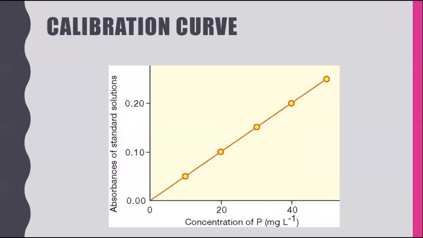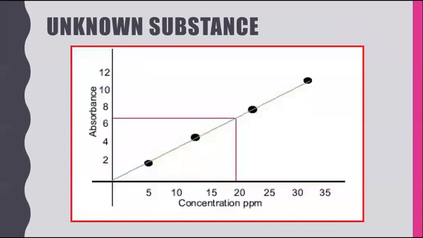But this is what we call a calibration curve. So to begin with, get your standard solutions that you know their concentrations, measure how much they absorb in the UV-Vis machine, then you plot them. Okay, there's your 3 steps. What you're going to do now is use this calibration curve to identify an unknown substance.